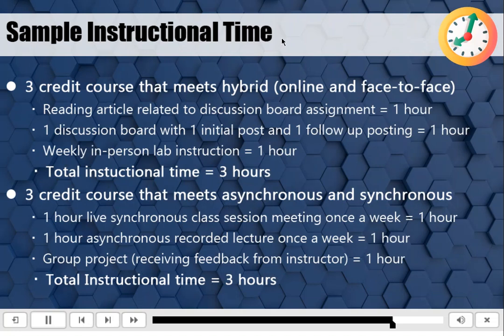Let's say you have a 3-credit course that meets hybrid. So it meets online and there's a face-to-face component. So let's say the student has to read an article and then has to do a discussion board assignment based on that article. That's going to equal 1 hour.